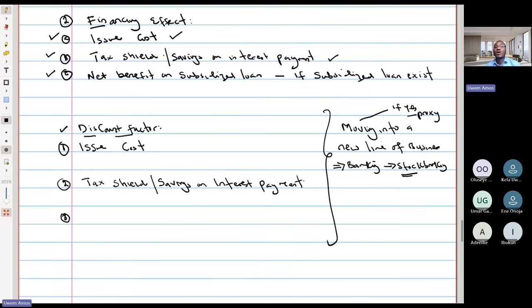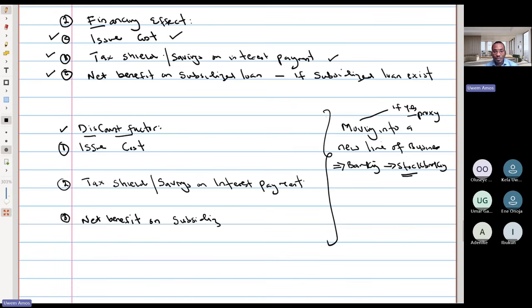Now, when you have issue cost, tax shield or tax savings on interest payment, as well as net benefit on subsidized loan, we will always discount. That's SFM for you. We will always discount because we want to know the present value of our inflow and outflow. So what discount rate would we use?